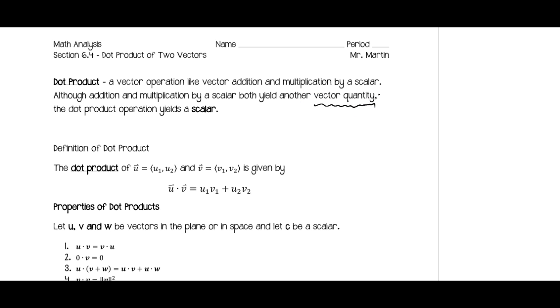The difference here is that when we do the dot product operation, our final answer is going to be a scalar. So it's simply going to be a number. Make sure you understand this. The answer will be a number.